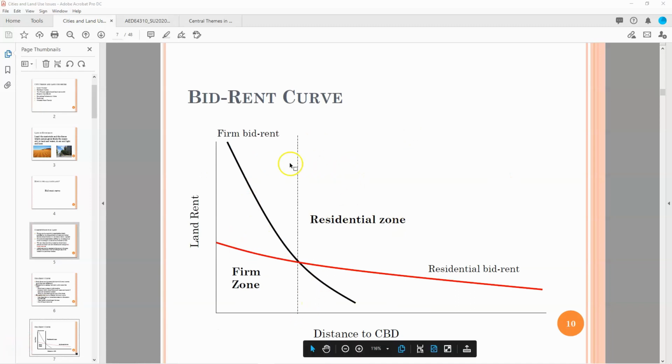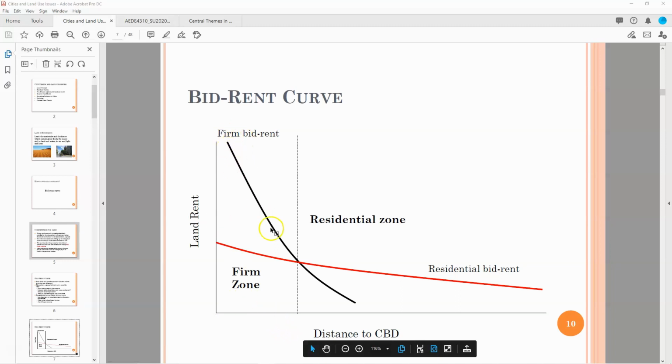And from this graph, we can see the difference between the firms' bid-rent curve and the households' bid-rent curve clearly. So the x-axis represents the distance to the CBD, and the y-axis represents the land rent. We can see from this graph that being closer to the CBD means that you need to pay more for the land rent, and the firms are willing to pay more to be closer to the CBD.